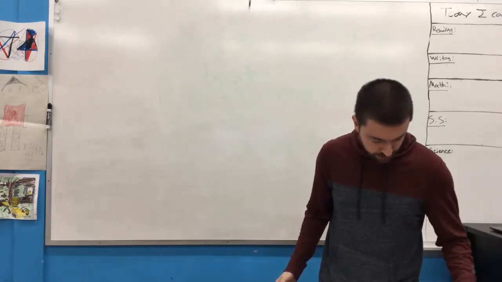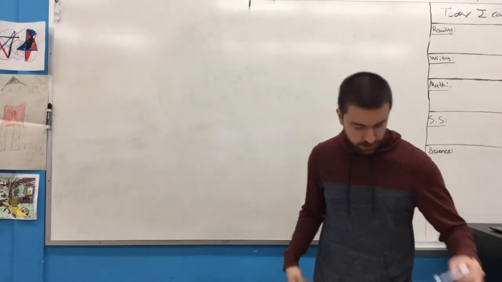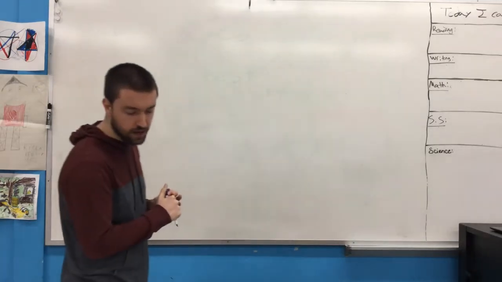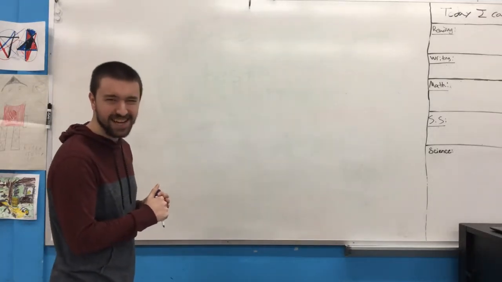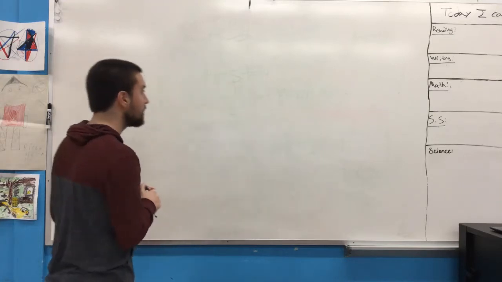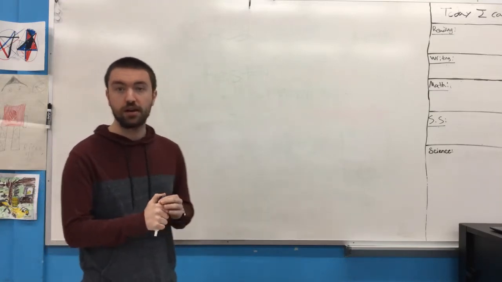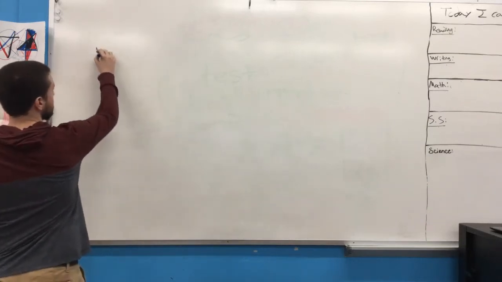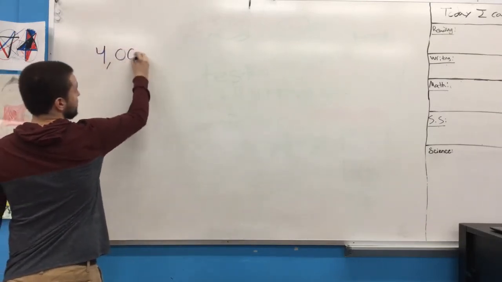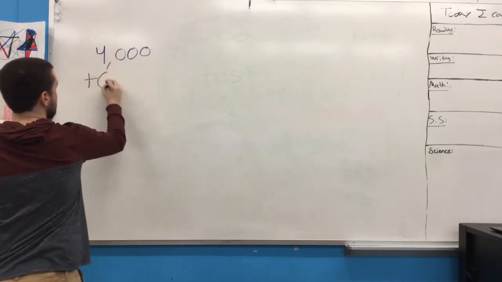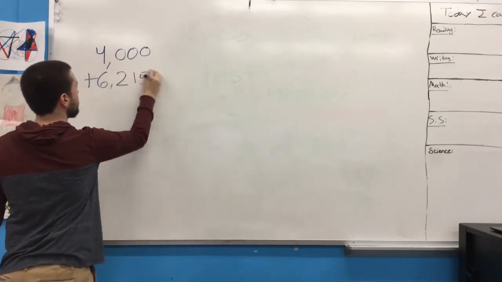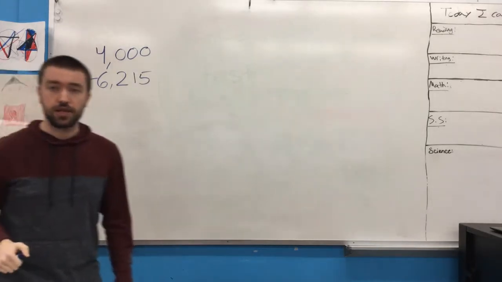So let's see. I'm going to pick a marker here. I think this nice deep blue one works really good. So we're starting with 4,000 plus 6,215. Now, I told you we were going to start with a hundreds, tens, and ones chart. I'm just going to write the addition sentence to the side here so that I remember it, so I don't have to keep looking at the paper. 6,215.